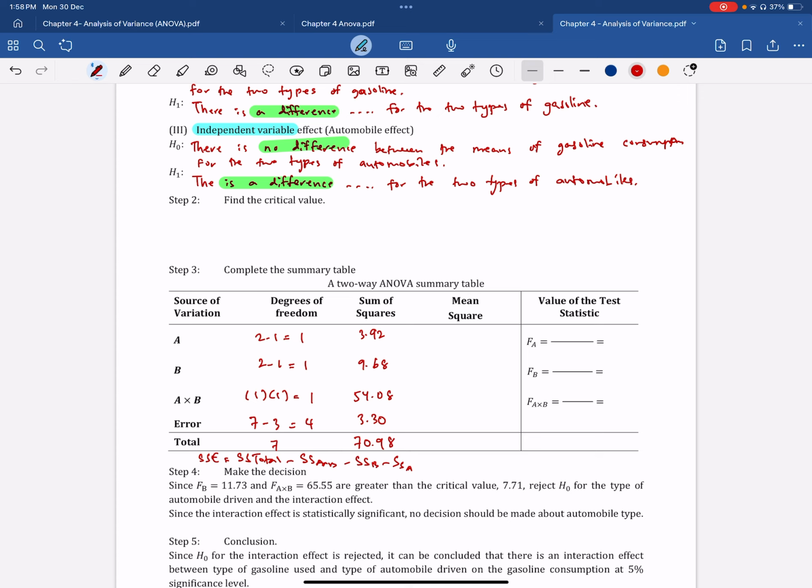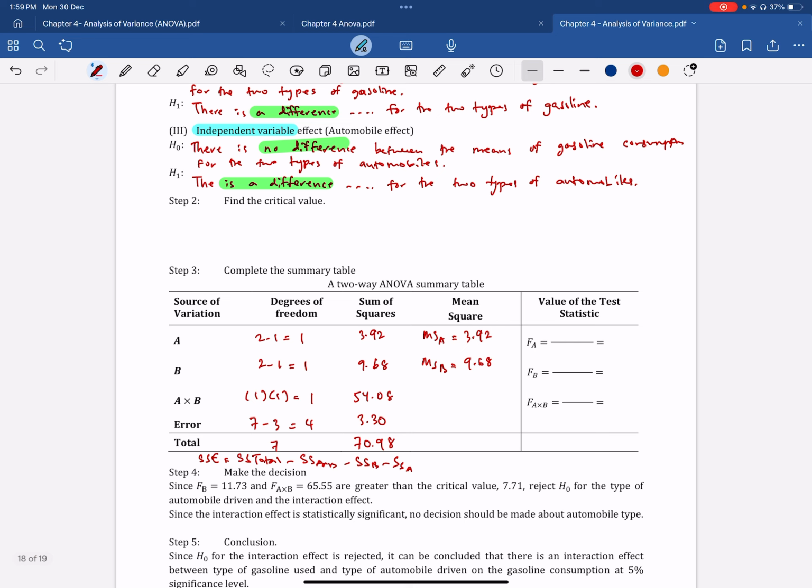Okay, and then you just complete the mean square. Means that you divide the sum of square with the degree of freedom. So MSA equals 3.92, MSB equals 9.68. There is no difference between the value because we divide the value by 1. The degree of freedom for all of A, B, and the interaction is 1. So that's why there is no difference between the mean square value and the sum of square value. I hope you don't get confused with this.